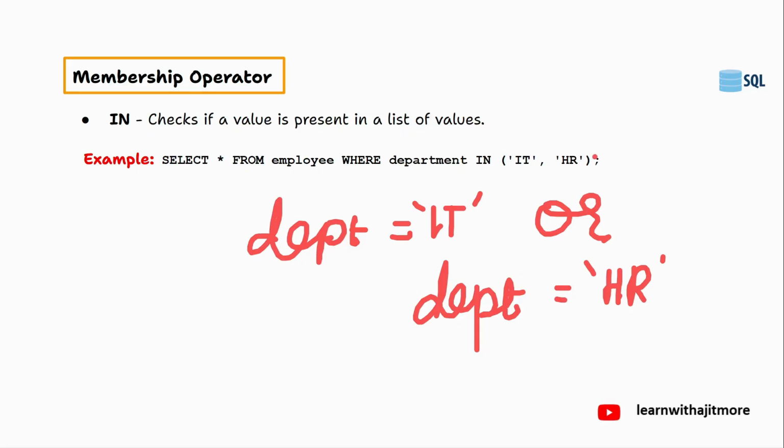But this won't be feasible if the number of values increases. Like you want to check it with finance also, you want to check it with sales also. So adding or is a cumbersome work. Cumbersome meaning it's not a feasible way. Continuously adding or again, department equal to, instead of just adding one value in the list is easier, right? Suppose you want to check whether the department is finance also. Adding that finance in this list is easier than adding this or clause and then keep changing. So in such a situation, the membership operator is more comfortable.